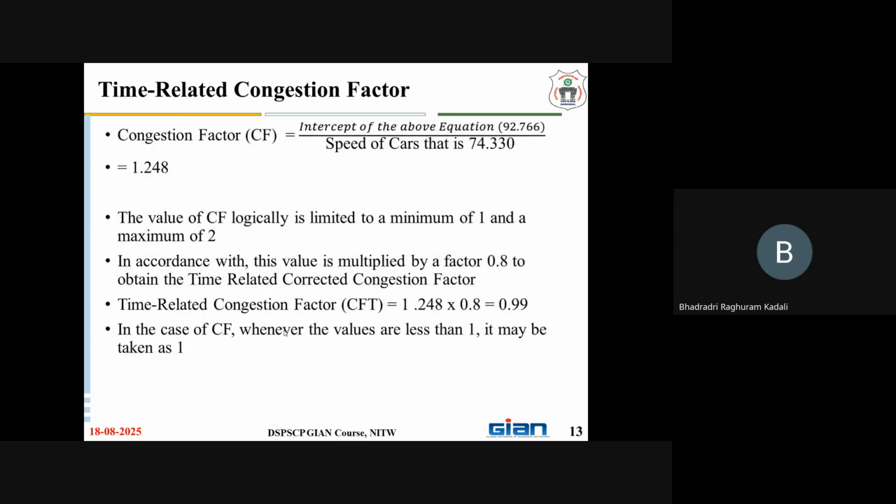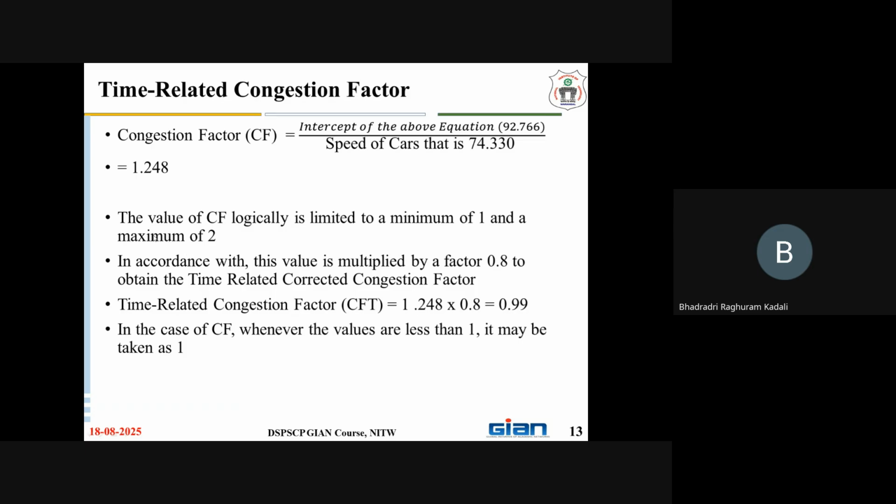So now what we are going to estimate here, the congestion factor, we are going to draw from the factors we have seen, that is the intercept of the above equations with respect to the average speeds of the vehicles like the cars. If I'm taking a standard vehicle like the passenger car unit, the passenger car corresponding to the car, then whatever the speed you are getting, 92.76 divided by 74.3, the average speed of the vehicle as car. So then I will get the congestion factor respective to the different categories of the vehicles.